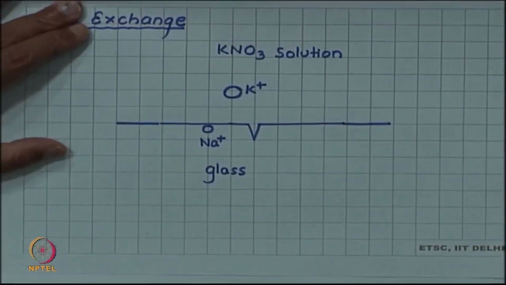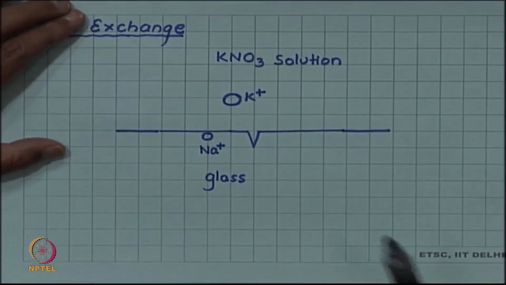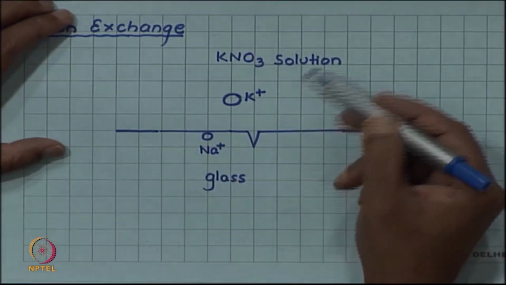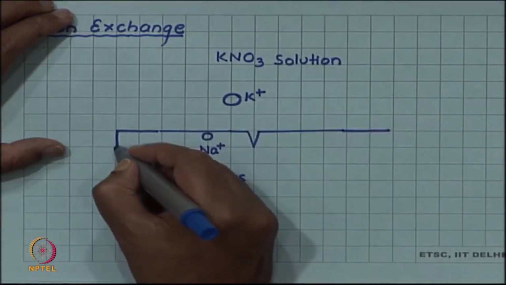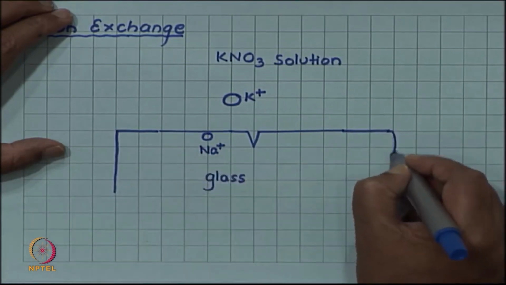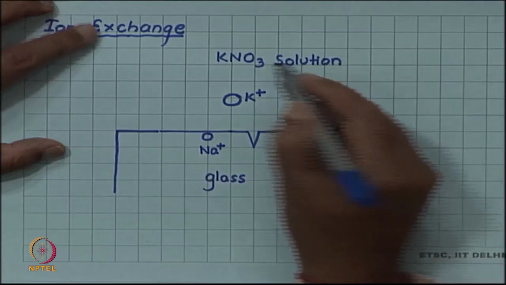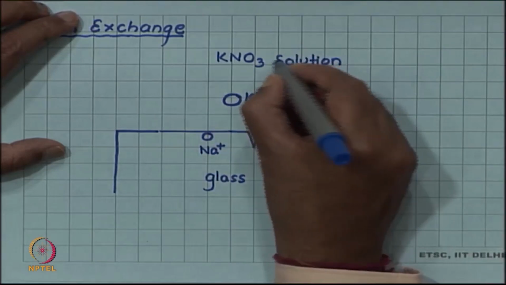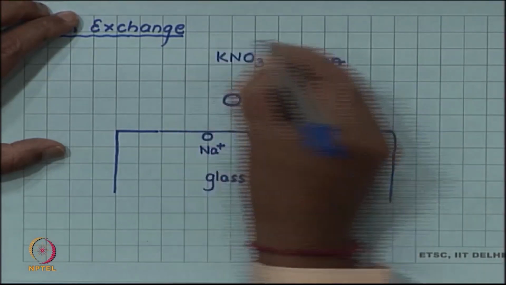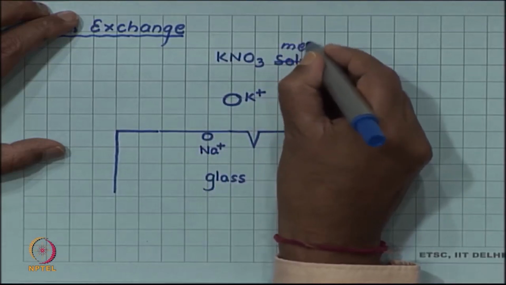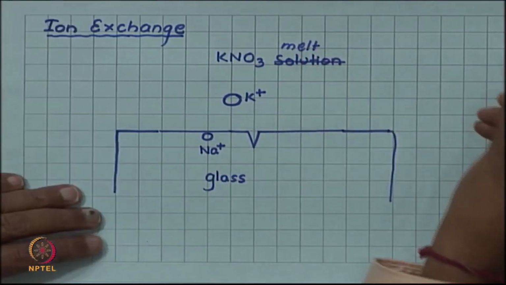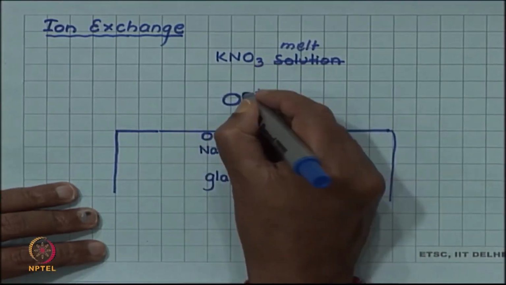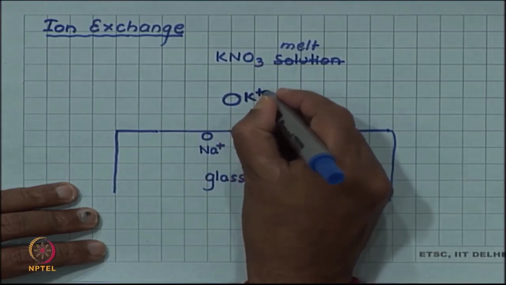Here a glass surface, so below this line is glass, and it is exposed to KNO3, not KNO3 solution, but molten KNO3. It is exposed to KNO3 melt, in which KNO3 gives us potassium ion, K plus ions.